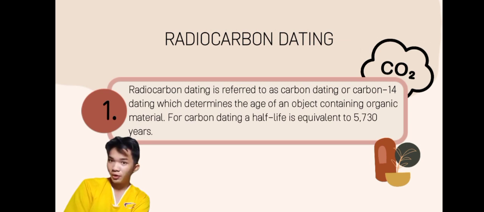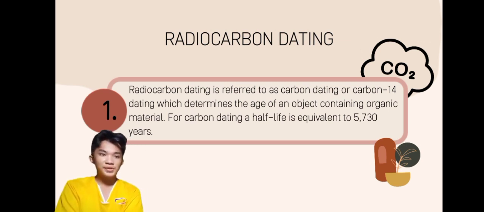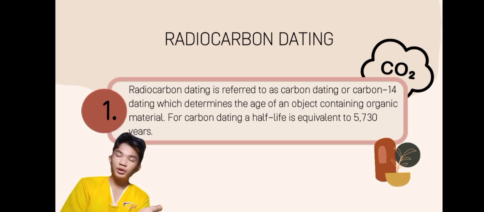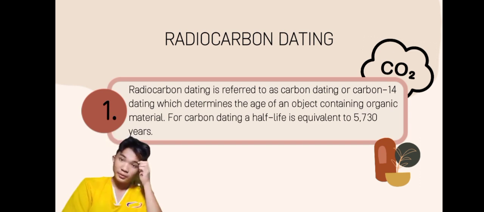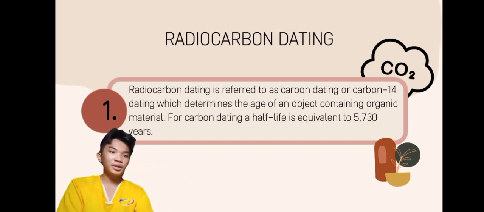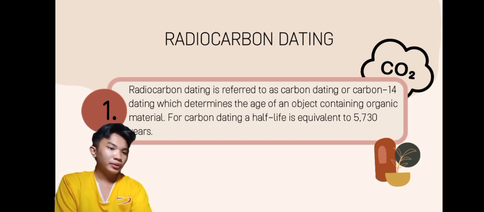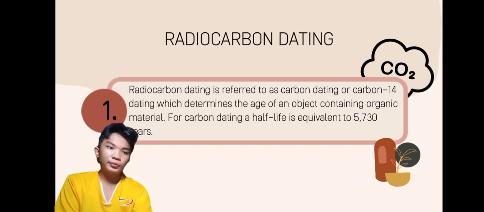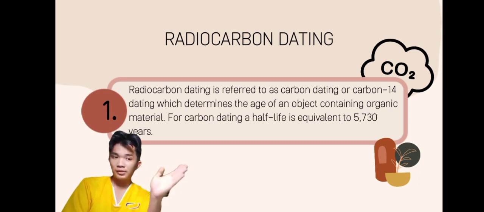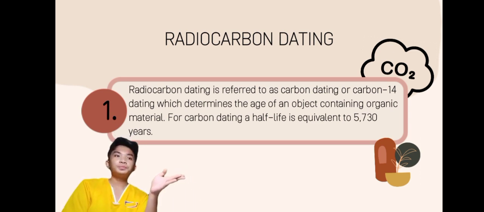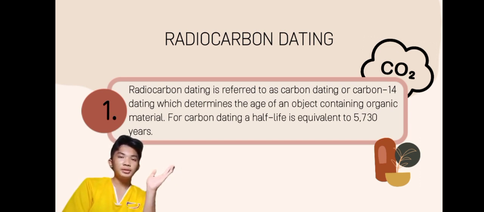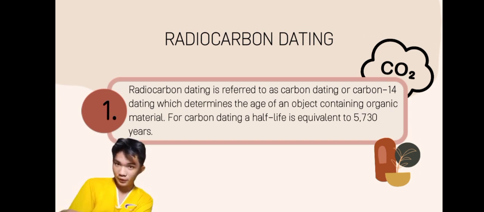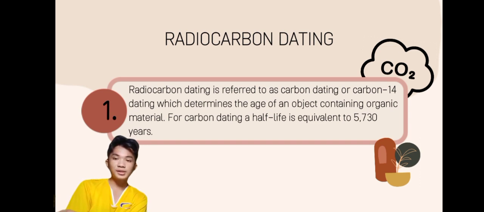So, what is radiocarbon dating? Radiocarbon dating is referred to as carbon dating or carbon-14 dating, which determines the age of an object containing organic material. For carbon dating, a half-life is equivalent to 5,730 years. Carbon dating measures how old a fossil is depending on the C14 content that is currently residing with it.